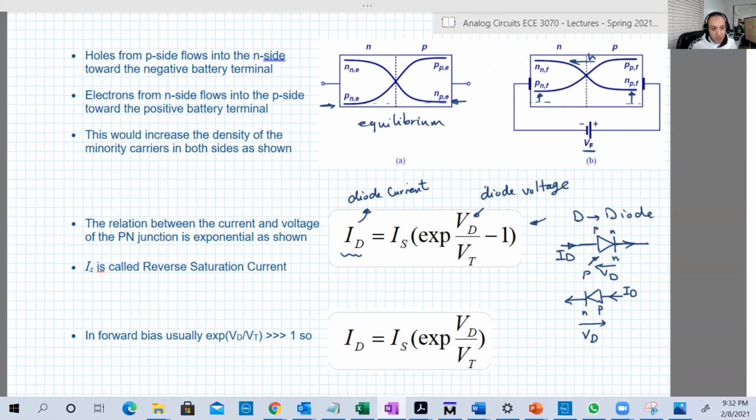This equation has a constant, which is IS. IS is called the reverse saturation current. In the next slide, you will know why it's called that. It's a current, but in reverse, as you will see. That's why this equation can be used in forward and reverse.